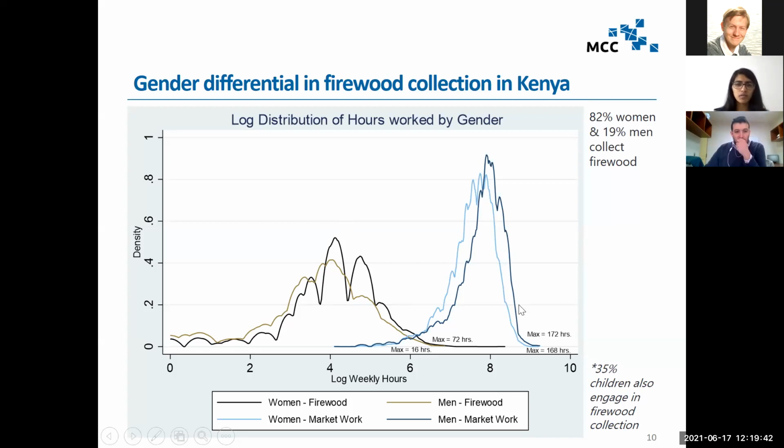And that for market work, which is on the right, is positively skewed for men. So men spend on average more hours working in the market. Around a third of children also engage in firewood collection, and this is quite important to look at, but at the moment we don't include it in the model.